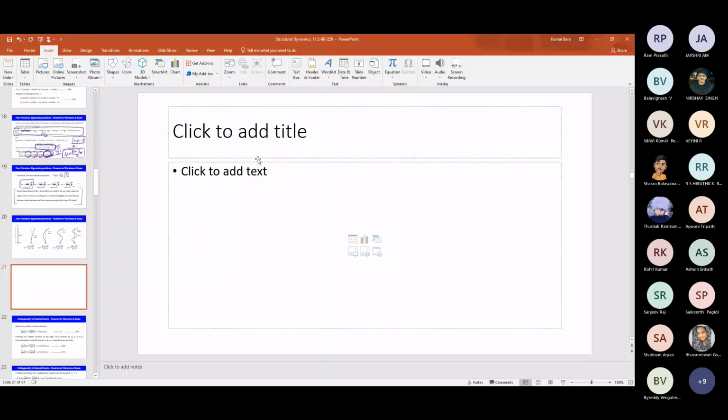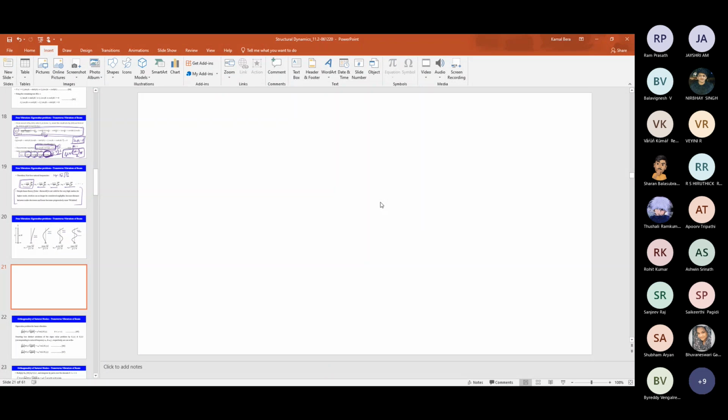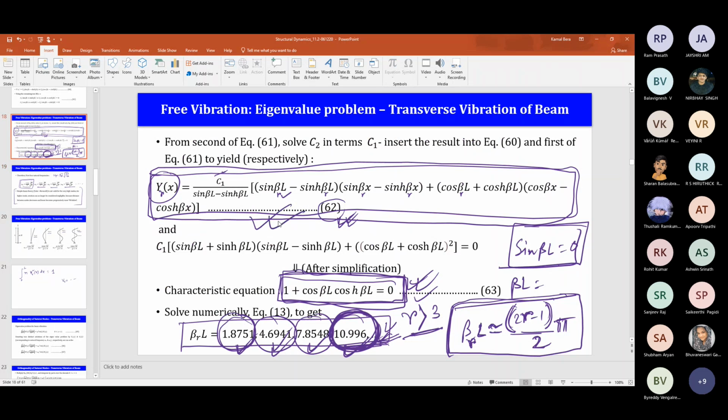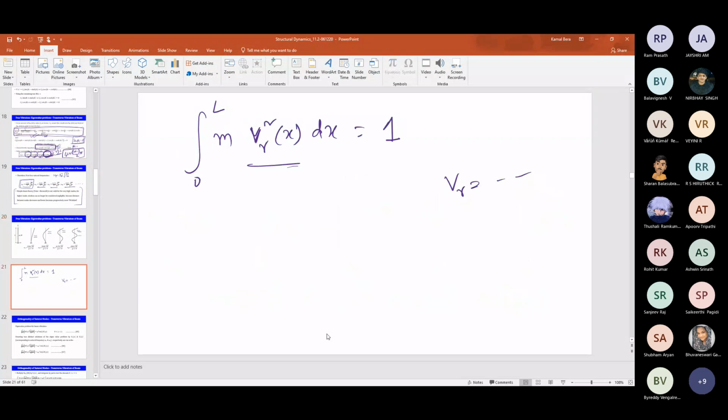Just insert. The expression will remain the same: integral 0 to L, m v square x dx. Sorry, v and y confusion. Anyway, integral of m Vr square x dx equals 1. Where Vr is nothing but this one, equation 62, and you do not know beta r, you have to solve it each time. For each case you have to find this integration, and find out that coefficient for normalization.